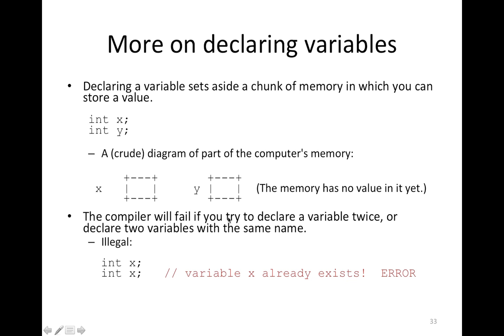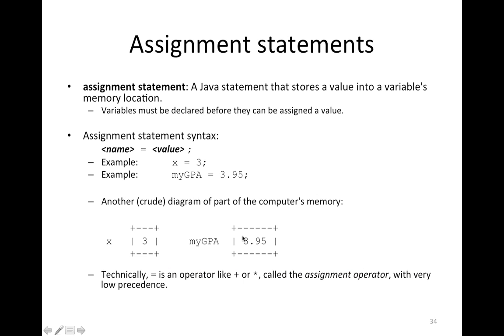So the compiler will fail if you try to declare a variable twice. Here it reserved a memory, but it did not set a value to it yet. And if you declare duplicate variables, it says that the variable has already been taken.